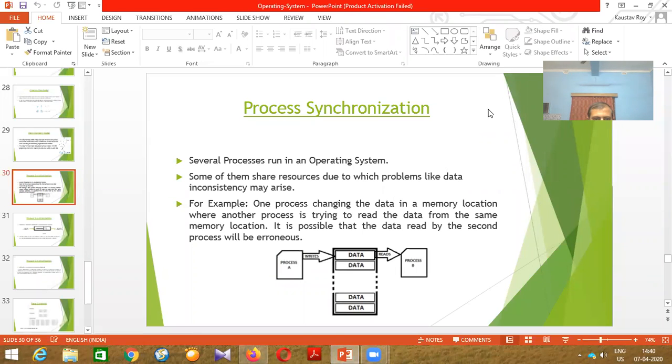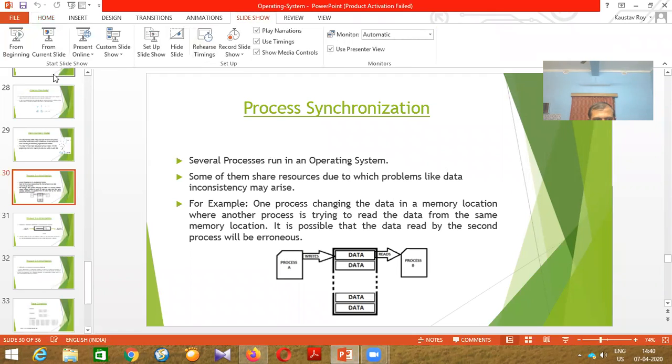Morning, students. In today's session, we will deal with the concept of process synchronization.